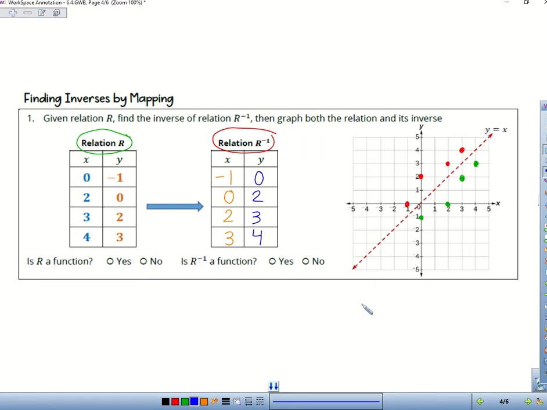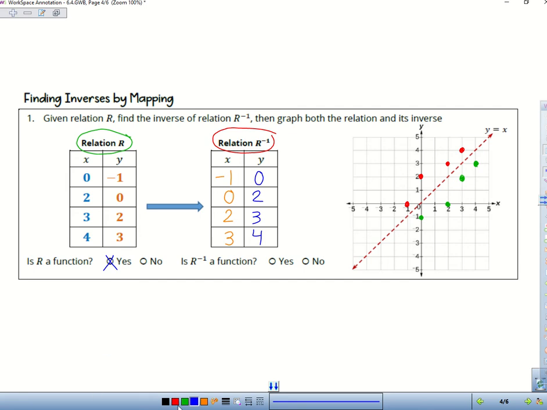Now we're going to look at each of them and see if they each individually pass the vertical line test. Does the first one pass the vertical line test? The green one? Yes, it does. So to not pass it, it just means that you'd hit more than one point on the function if you drew any vertical line. And it doesn't have any issues like that. There's no repeating x's, so there's nothing to worry about.